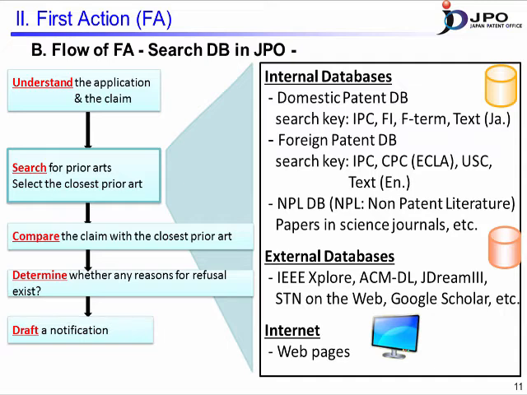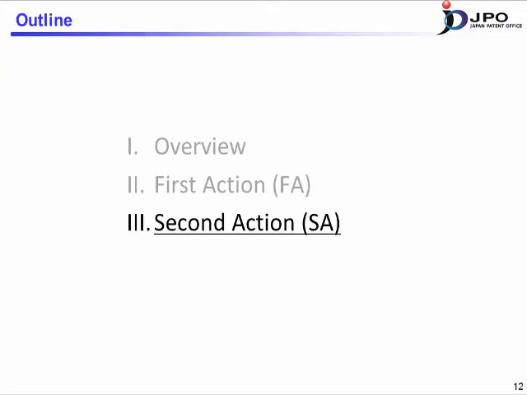Finally, there is the Internet, which examiners can also use in order to find related prior arts. In Japan, examiners can cite a web document or a web page as a prior art in notification. Next, let me explain the second action.